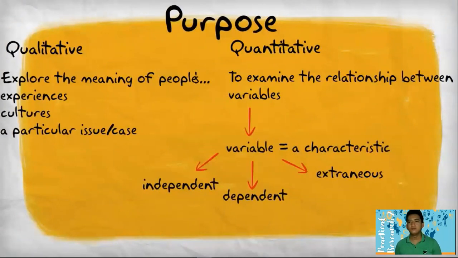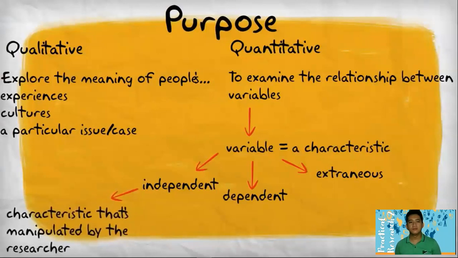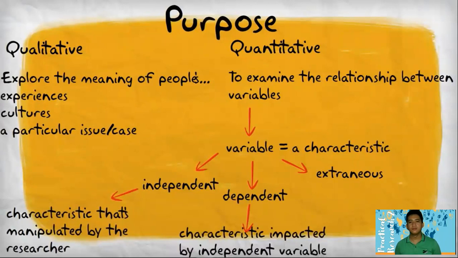Dependent variables are characteristics that are impacted by that manipulation of the independent variable. Extraneous variables are variables that are extraneous to what the researcher is really trying to focus on, and they're usually demographic information such as age, sex, race, ethnicity, things like that.